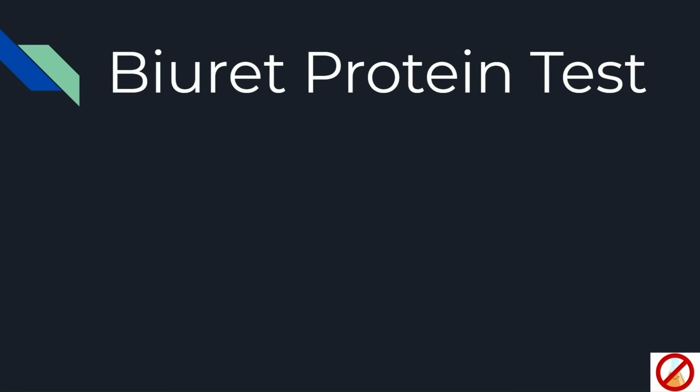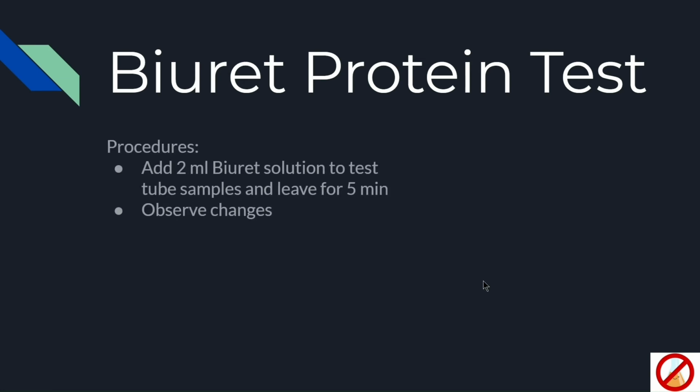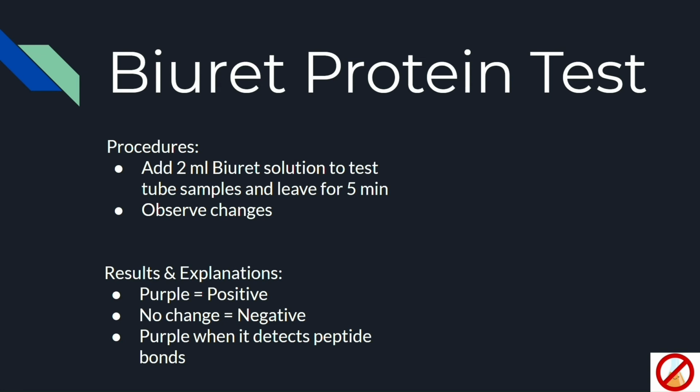Next up, we have the Biuret protein test, and people usually get this one and the Benedict test confused. Well, make sure you don't, because the Biuret protein test is for protein. The procedure is basically you have to add 2 milliliters of Biuret solution to a test tube of sample and leave it for 5 minutes. As simple as that. And you will observe the changes. If the solution turns purple, it means there is protein. If the solution did not change color, so it remains blue, the test result is negative, which means there are no proteins.